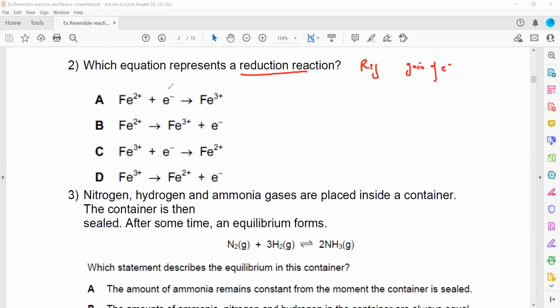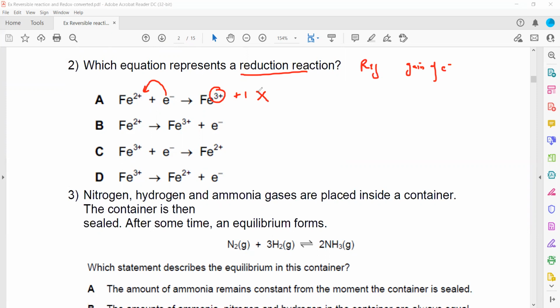So if it is gaining electron, the charge should be correct. Iron is +2, it is gaining electron, that's true. But what should be the charge if iron gains 1 electron? If it was +2, it gained 1, so it should be +1 here. But because they write +3, that's why this is wrong.